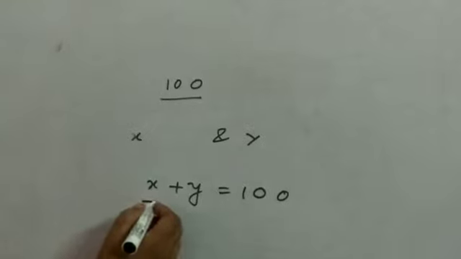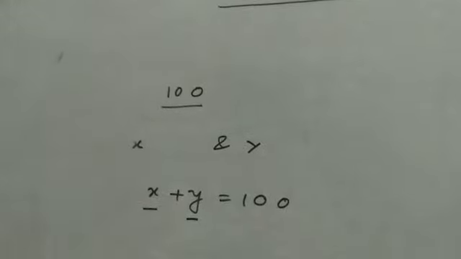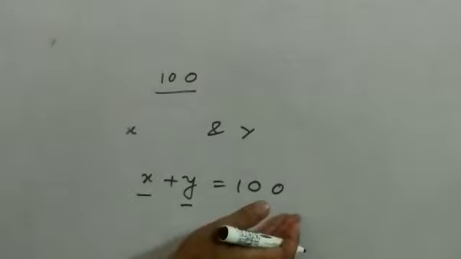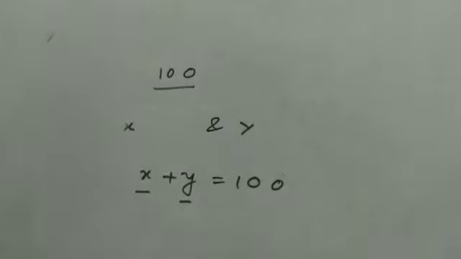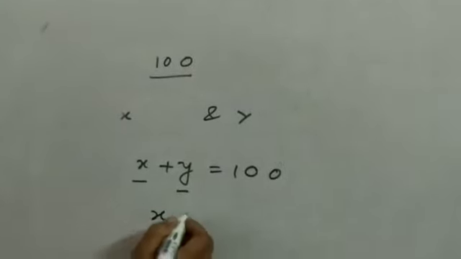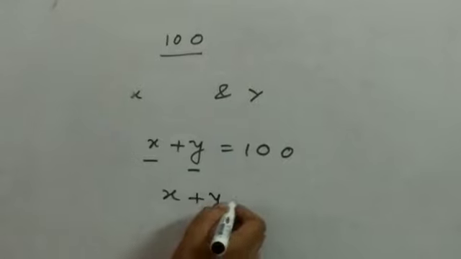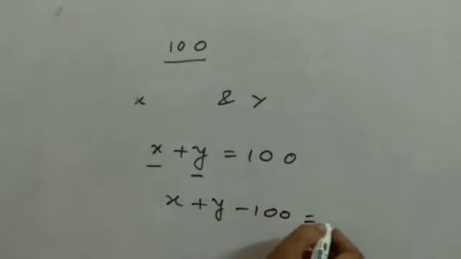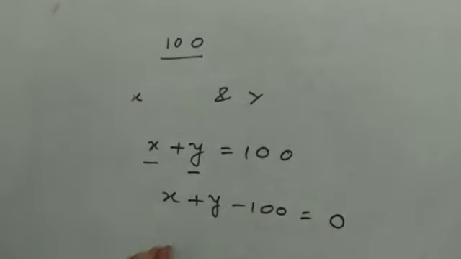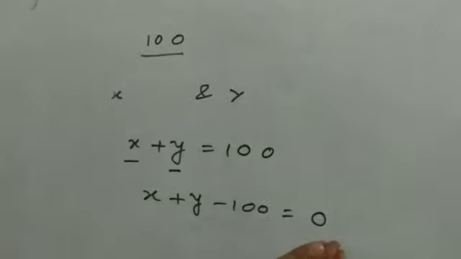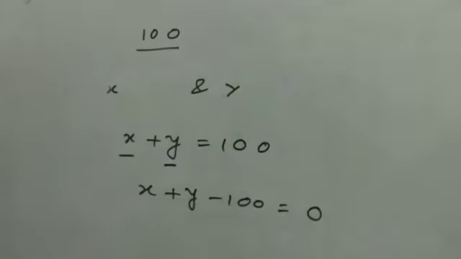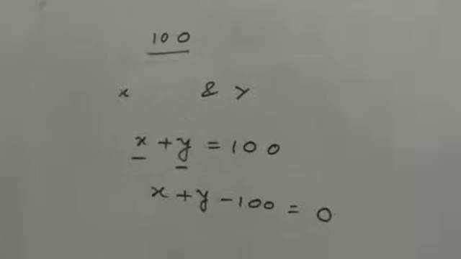Here x and y are the variables. So this is one example of linear equation in two variables. This equation we can also write as x plus y minus 100 is equal to 0. We can make the equation equal to 0.